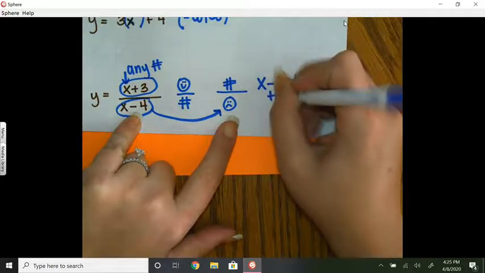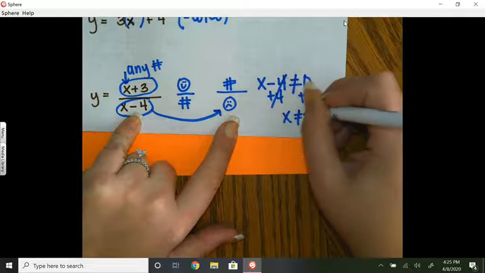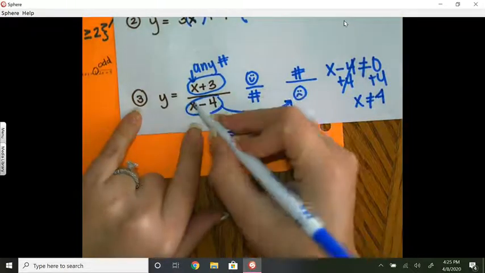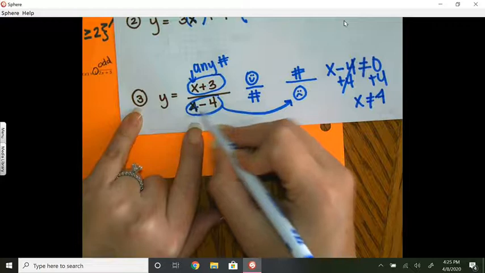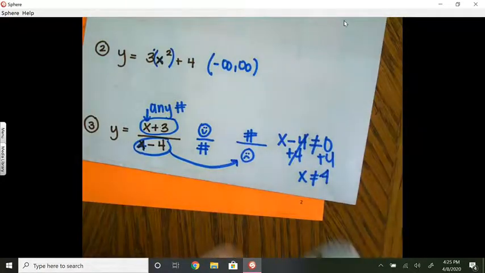And then you solve it and you get the bad number, which is 4. So if x was 4, you would get 0 down here. So it could be any number but 4. So if we take a look at the graph of this one.